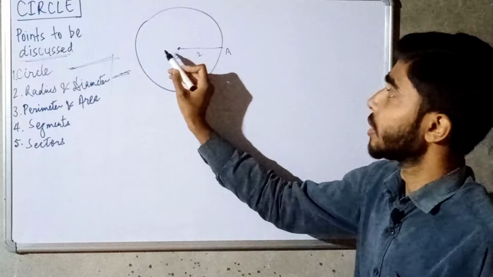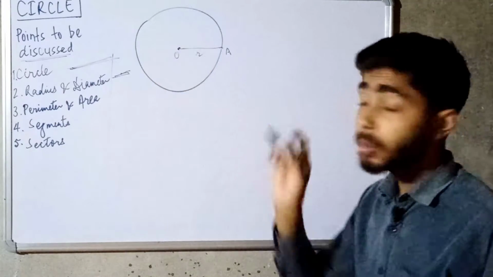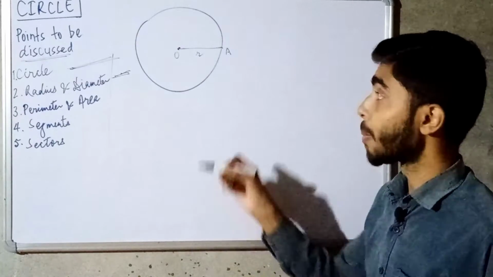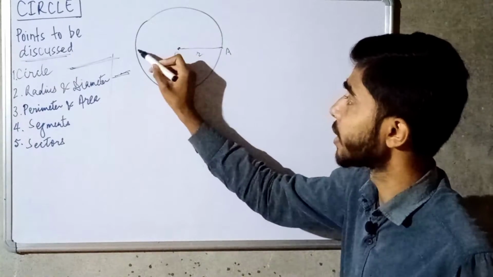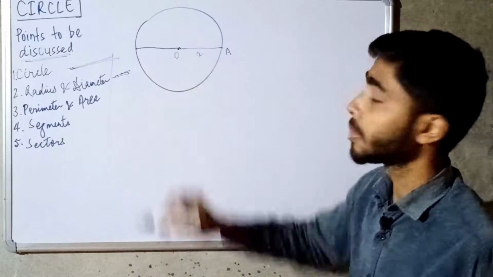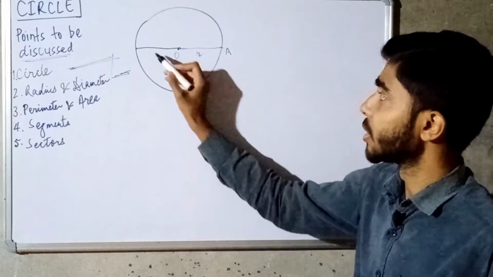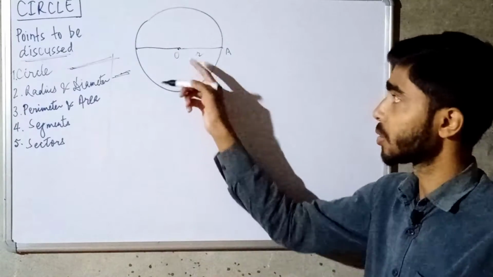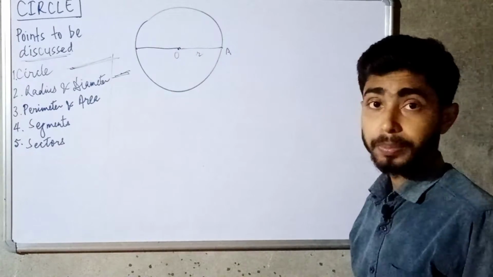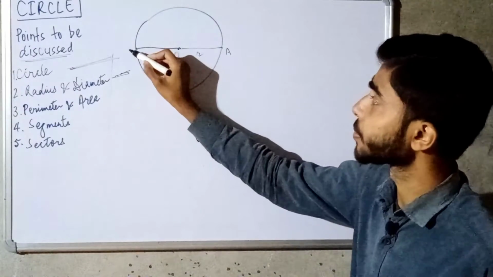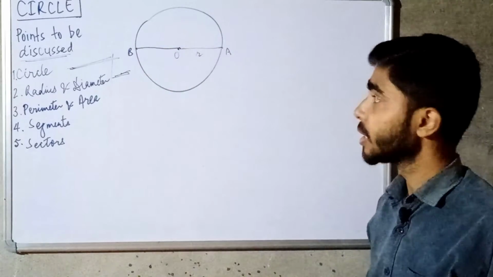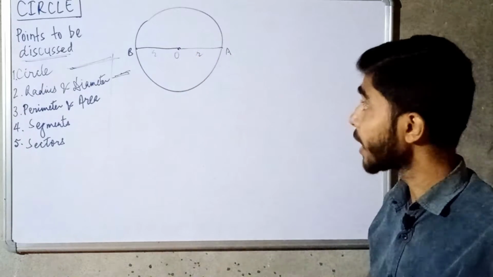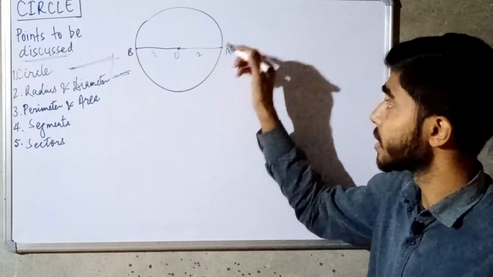And the line joining two points on the circumference of the circle, or the boundary of the circle, passing through the center is called the diameter. If the other point is B, then OB is also a radius like OA, and AB or BA is the diameter.